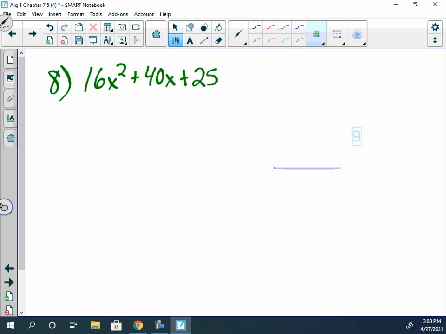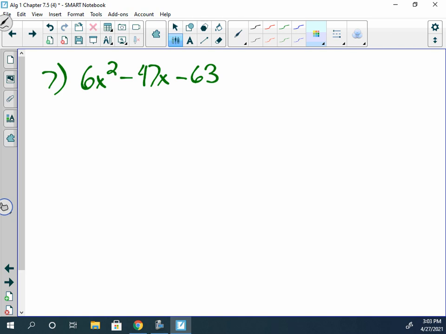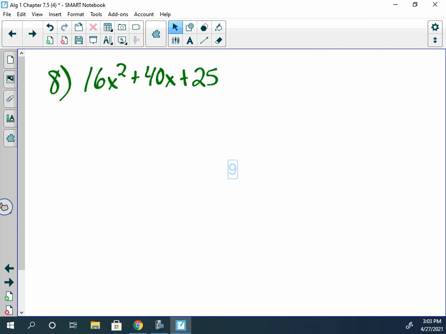I'm going to go the other way. Is there one of these here that we have left that y'all want to look at before we finish for today? 8? Let's look at number 8. 16x squared plus 40x plus 25.